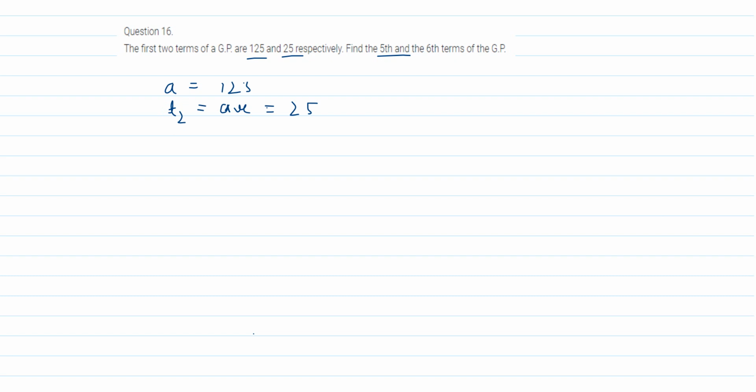Students, you all can find your R, that is equal to 25 upon 125. That will give me 1 upon 5. Now you have to find your T5, that is nothing but AR raised to 4. T6 is equal to AR raised to 5. Okay, substitute the values, we'll be getting the terms.